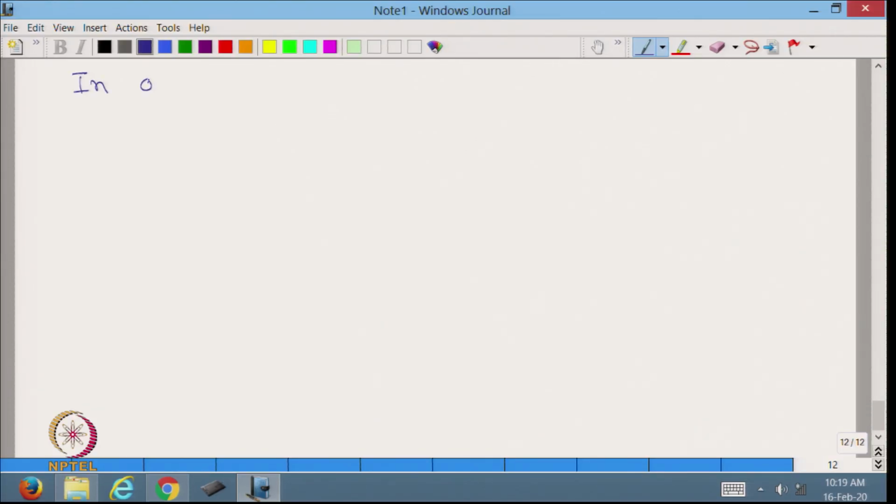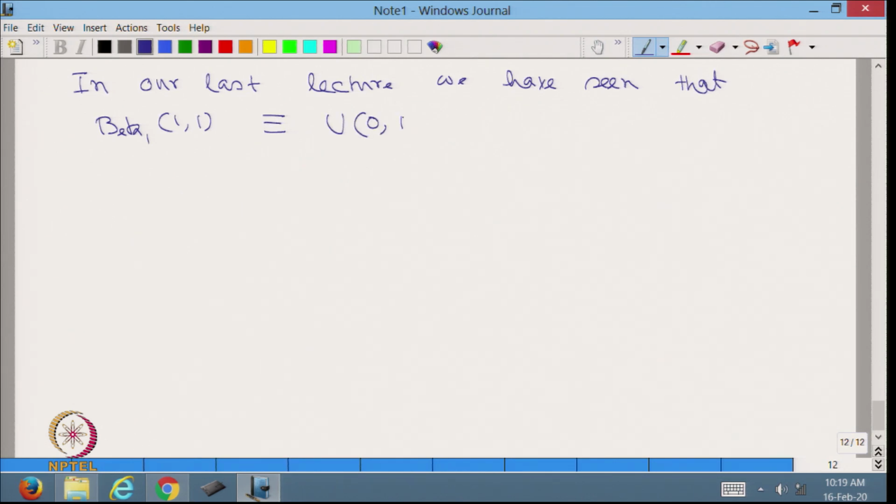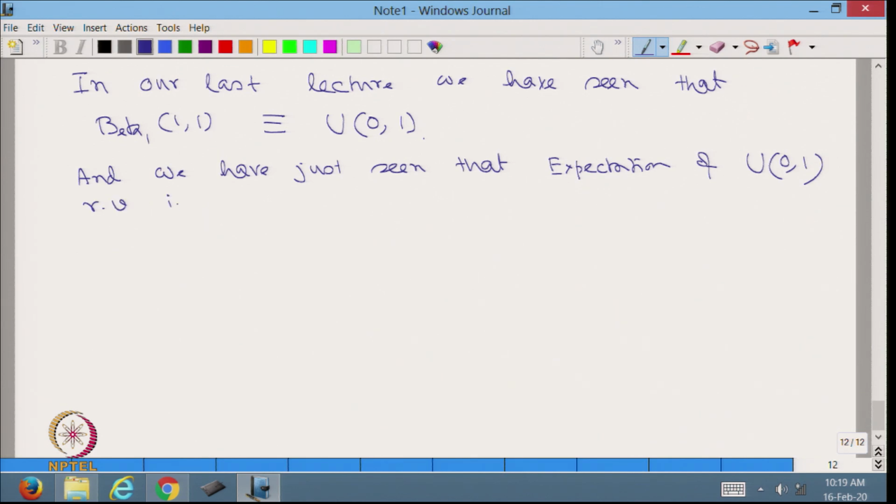In our last lecture, we have seen that beta 1 comma 1 is equivalent to uniform 0 1, and we have just seen that the expectation of a uniform 0 1 random variable is half.